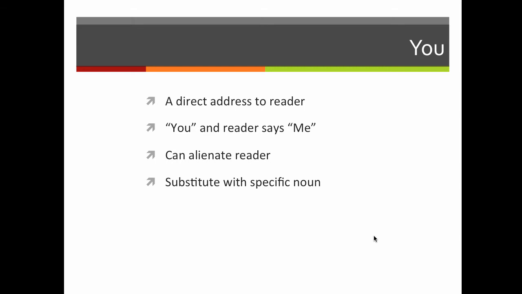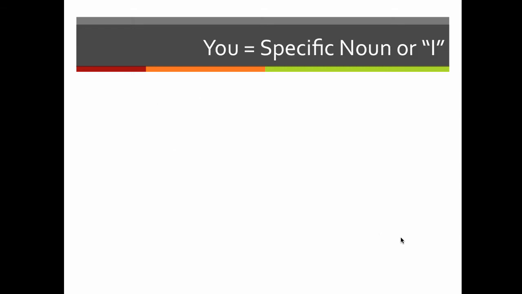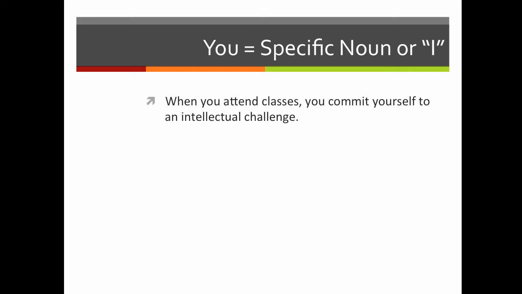So what we want to do is we want to try to substitute you with a specific noun that refers to an individual person or a group of people. We can also use the first person, I or we, as a resolution to this vagueness of you. So let's look at an example.